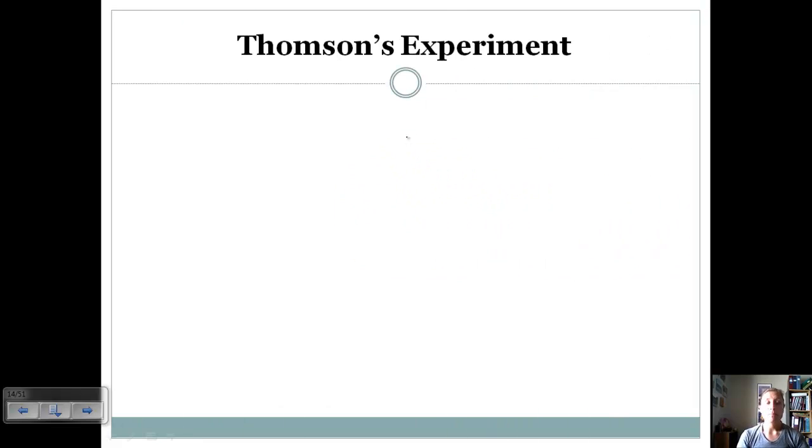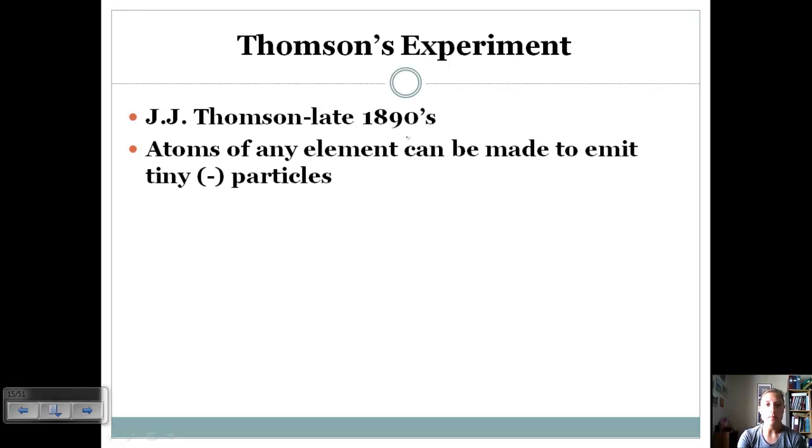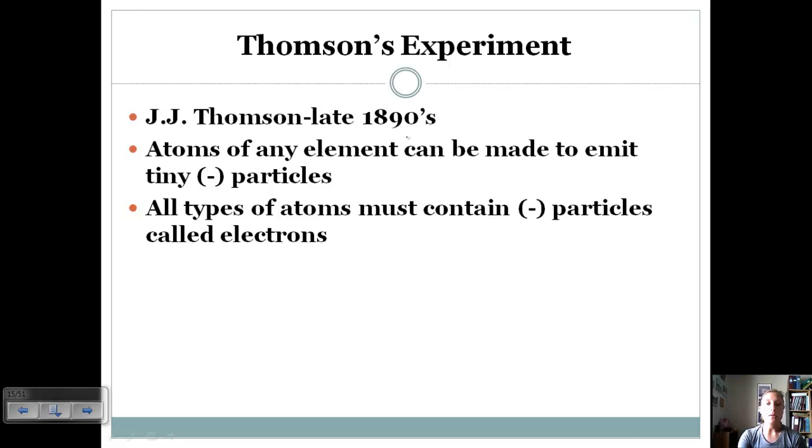So pretty simple. After him came along a guy named Thompson, J.J. Thompson, in the late 1890s, and he did a lot of experiments with atoms, and he found that atoms of any element could be made to emit these tiny negative particles. So that must mean that the atom has these negative things. And so we said, okay, well, all types of atoms must have these negative particles then if they're emitting them, and we're going to call them electrons.